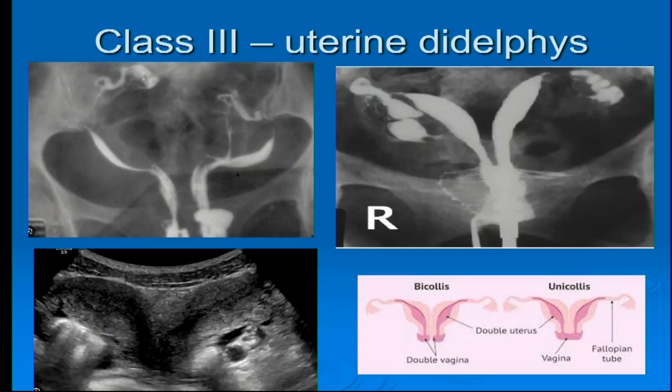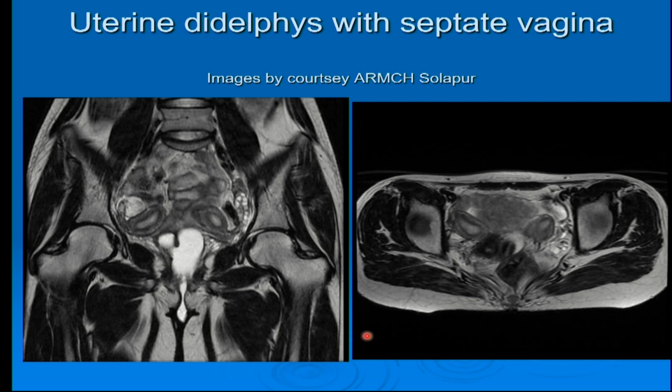Next is class 3, uterine didelphys, fortunately less common, but it is a totally double uterus, and it can again be of two types, unicollis and bicollis. We can diagnose it with the help of HSG and MR; the gold standard is MR. It can be bicollis or unicollis depending on the number of cervices. Many times the upper vagina is also double and a longitudinal septum is there, which is total uterine didelphys.